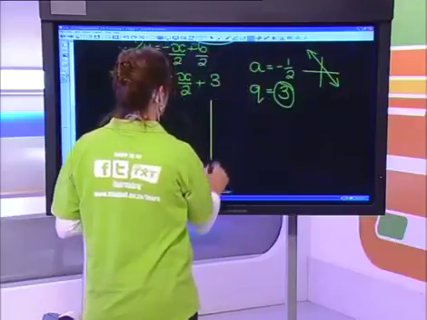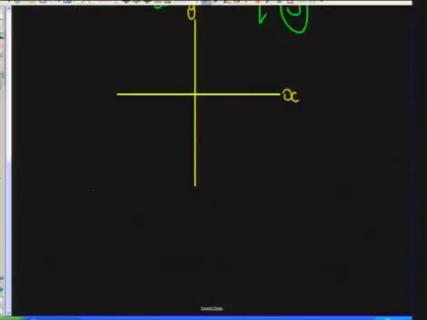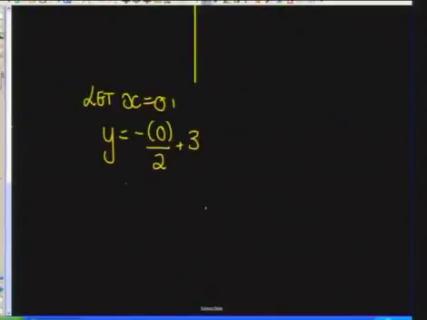So we're going to have my x and my y-axis. All right, we should always label them correctly. So I've got my x and my y-axis. Let's do the working out at the bottom here. If I let x equal 0, remember that's working out your y-intercept. So I would say y is equal to negative 0 over 2 plus 3. And in fact, that gives us something we already knew. We knew the y-intercept was 3.